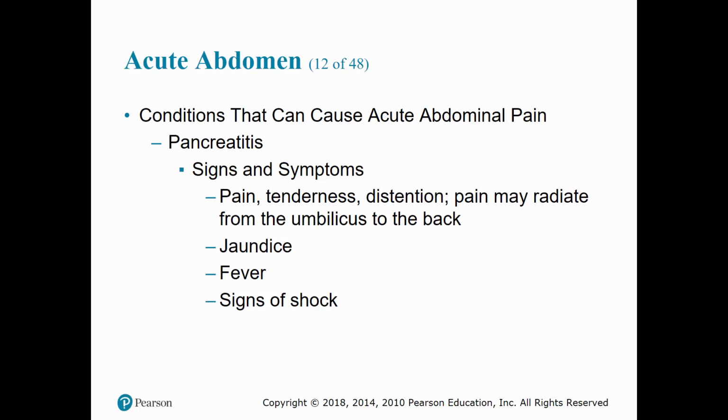They're going to have pain, tenderness, distension, so the abdomen will be slightly distended out. The pain may radiate from the umbilicus straight through to the back. They may have a jaundice appearance, which is kind of like a yellowing of the skin, also a fever, and can potentially show signs of shock.